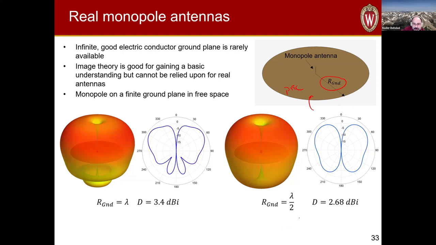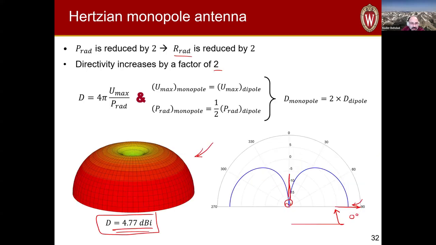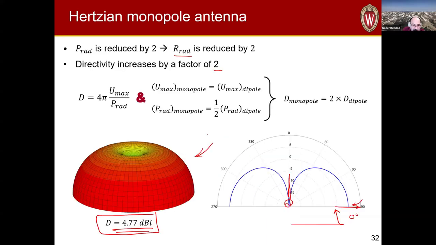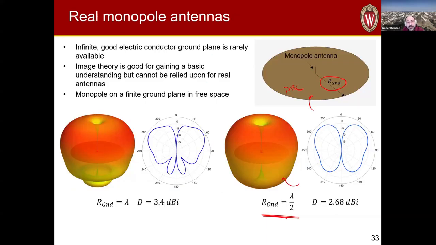In this case, the radius of the ground plane on the right-hand figure is half a wavelength. And notice that now this antenna doesn't have radiation that is only in the upper hemisphere, right? There is some radiation that goes below the ground plane, and this is because my ground plane is finite. The larger I make this ground plane, the closer the shape of the radiation pattern gets to this ideal case, but I always have finite dimensions to deal with.